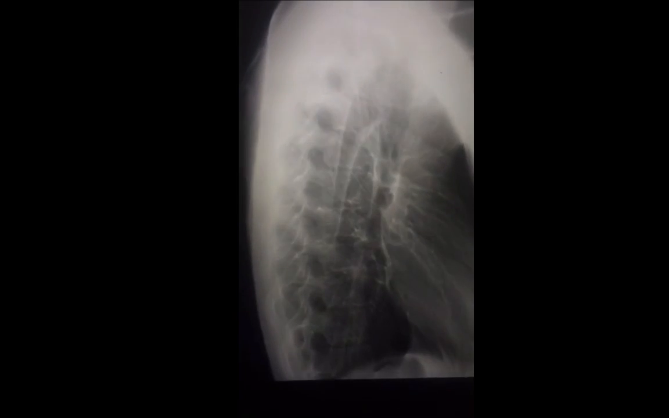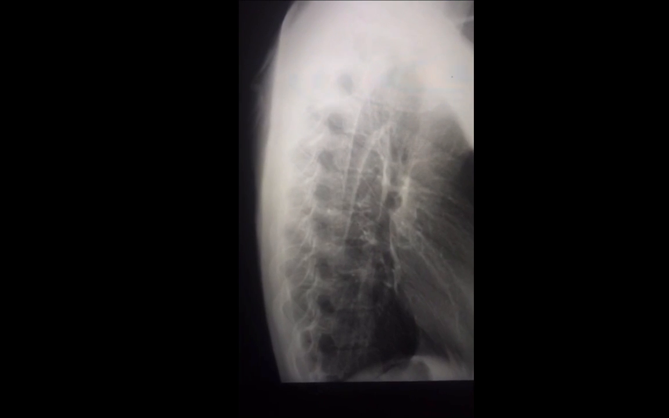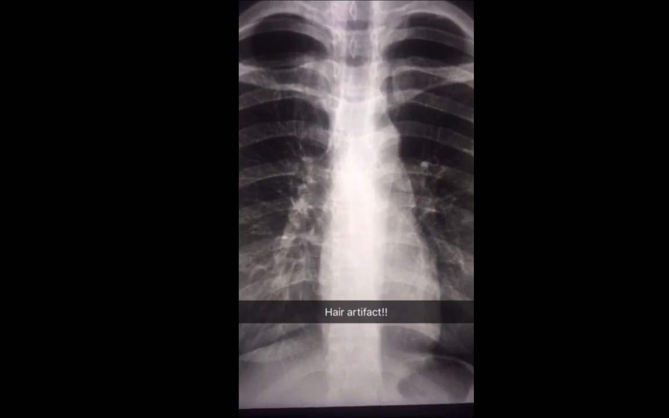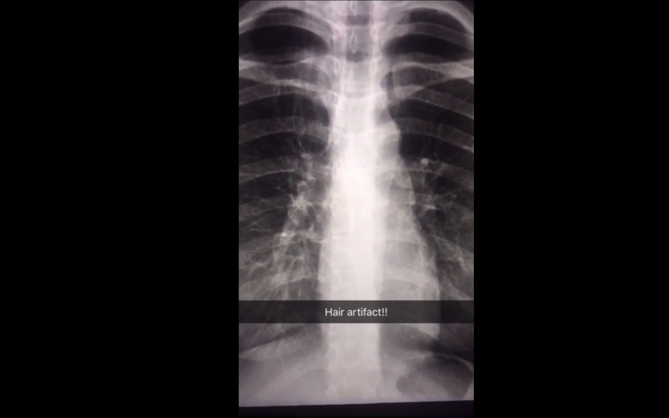Looking at the lateral chest radiograph shows that the abnormality is extrinsic and located posteriorly. This is consistent with hair artifact. Removing hair and extrinsic material from the field of view is the responsibility of the technician. If that does not happen, be aware of this pitfall.